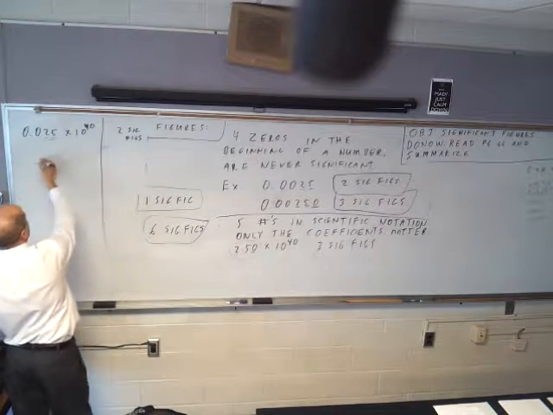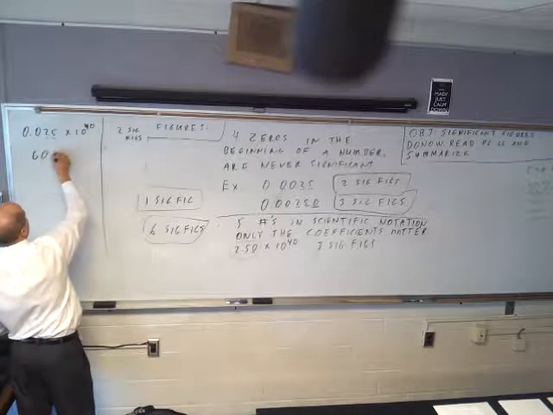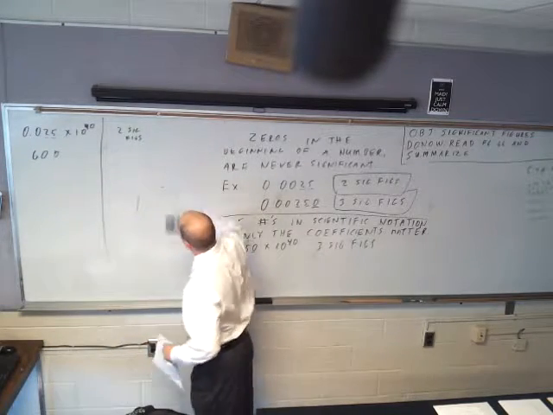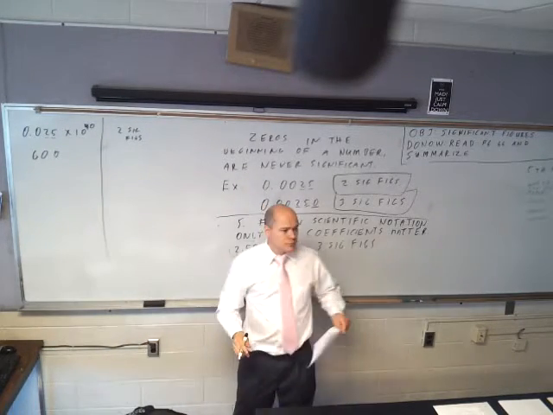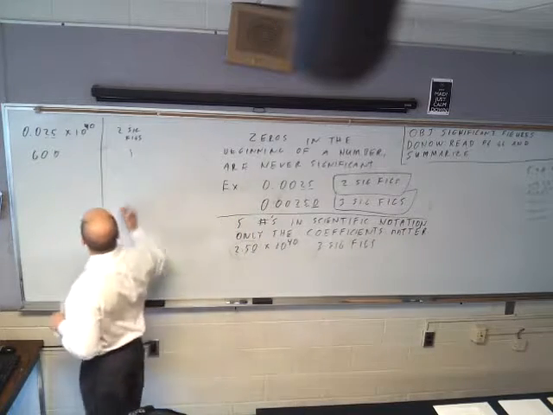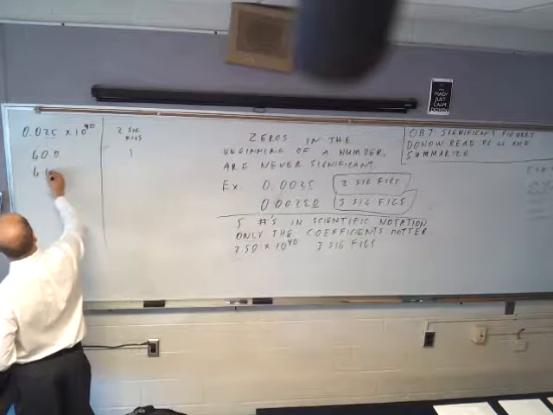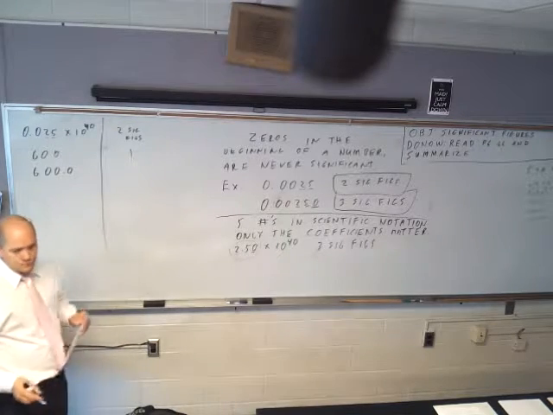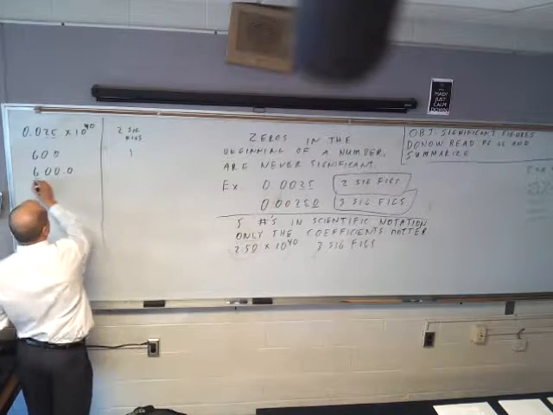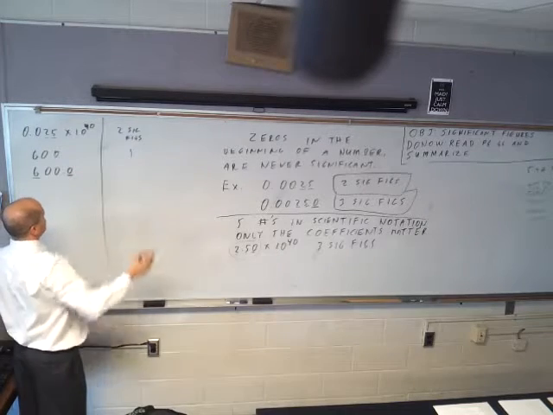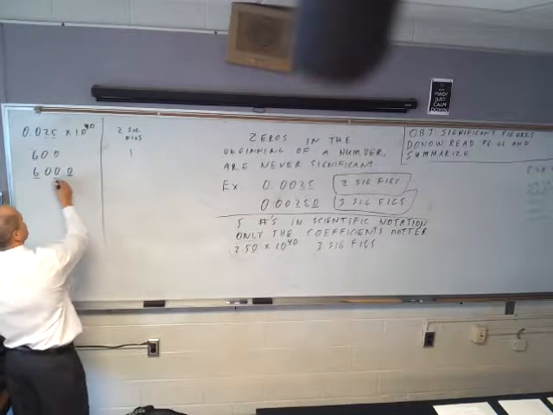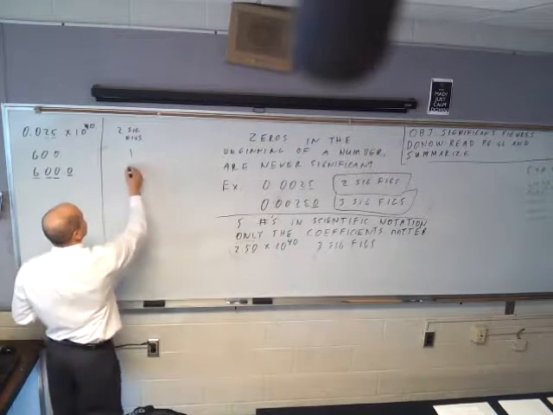All right, let's do some more. What if we have 600? How many sig figs is that? 1. Right? Now what if I had 600.0? 4. It's going to be all of them, because since this one is after a decimal, it's a 0. So basically, because there's a decimal, anything to the right of the 6 is going to be significant, no matter how many zeros I put there. So it'll be all the numbers.